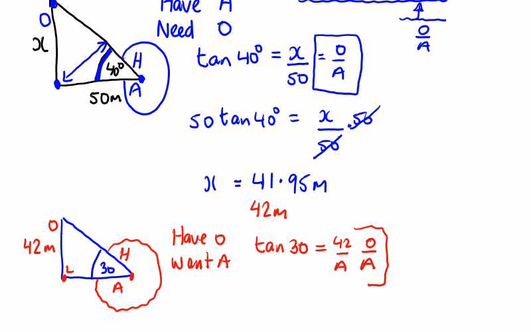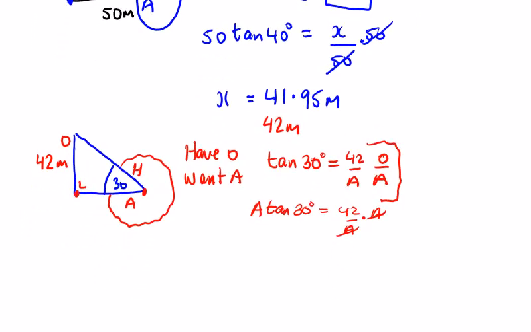So if we know our algebra, we know that tan 30 and A swap places, but we'd have to multiply both sides by A. Tan 30 would be equal to 42 over A times A. If you multiply both sides by A, these end up cancelling, and we get A tan 30. Now I'd advise you to just do this the quick way, but if you haven't seen this before, A tan 30 is 42. So A is equal to 42 divided by the tan of 30.